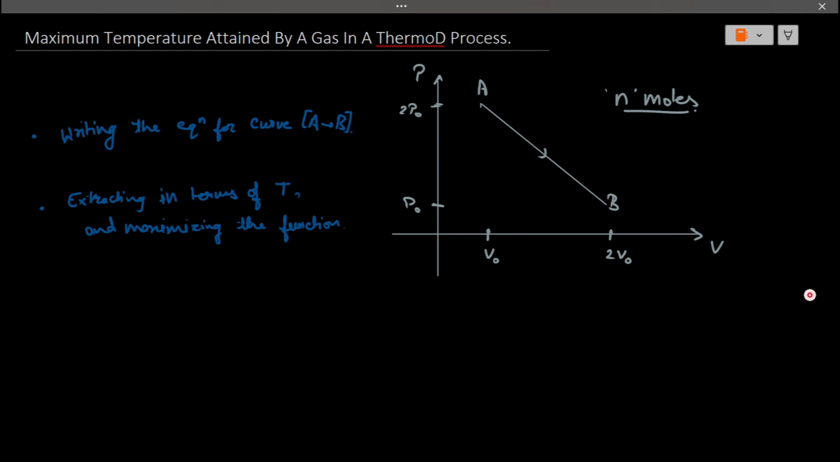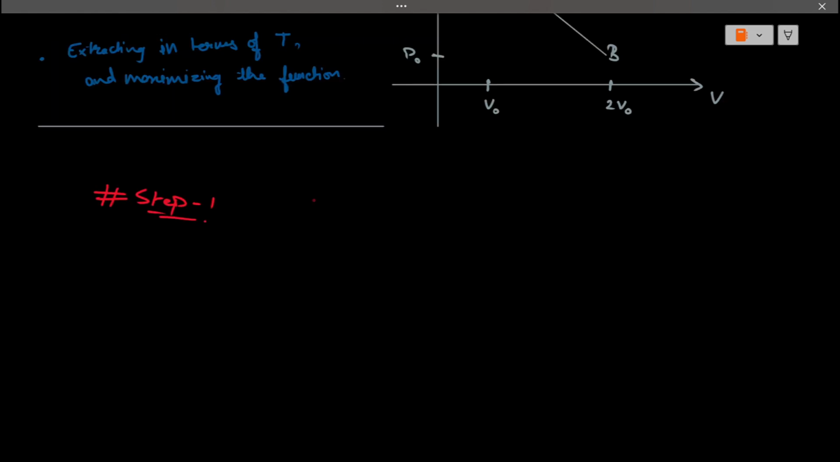There are several ways in which this problem can be approached, but the most fascinating and the fastest one will be mathematically. So what we'll be doing is writing the equation for this linear curve A to B, and extracting it in terms of temperature. We'll have a function and we'll just maximize that function.